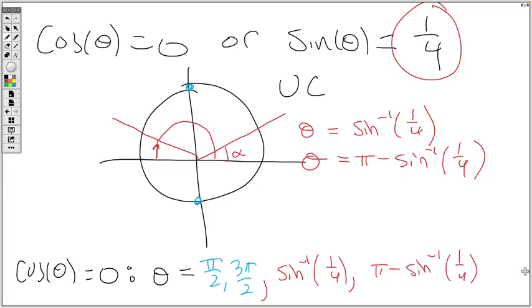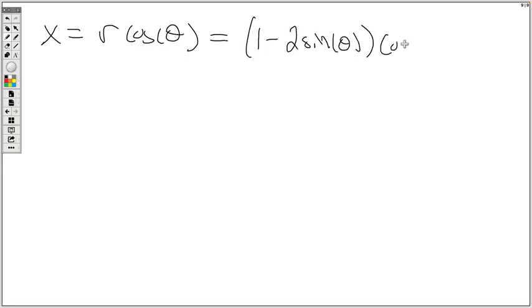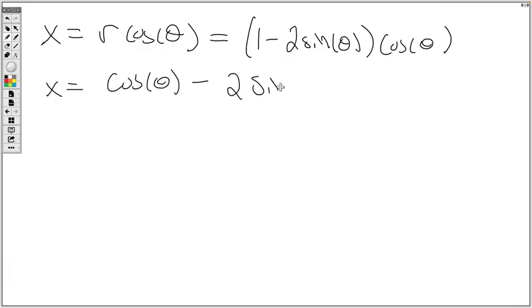But I have to check to see if any of these are duplicated with where dx d theta is 0, right? Because if dx d theta is also 0, the parameterization is not smooth. We have to see what's going on there. So let's look at x, remember, is r cosine of theta. So in this particular case, it'd be 1 minus 2 sine of theta, cosine of theta. So it would be cosine of theta minus 2 sine of theta, cosine of theta.